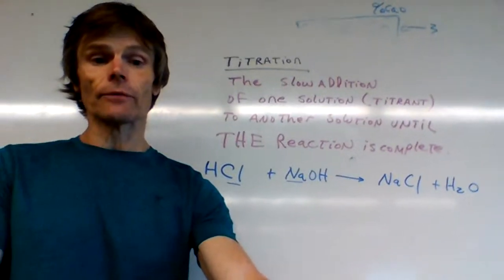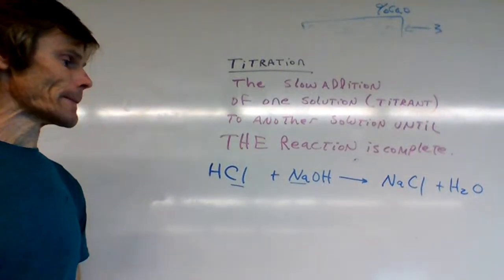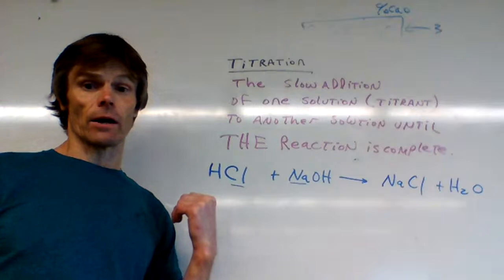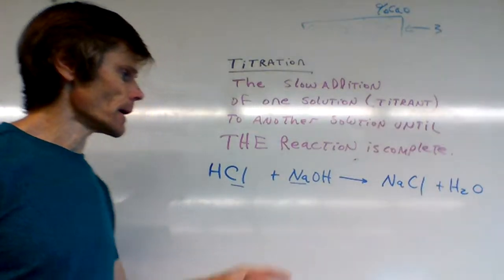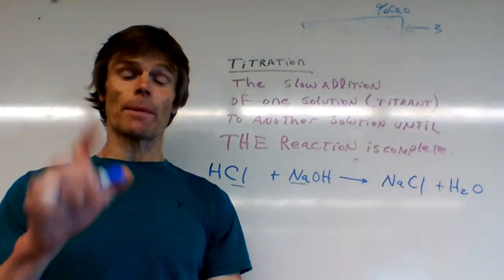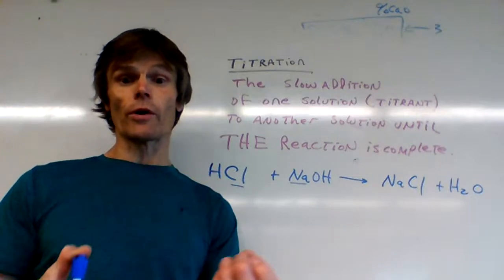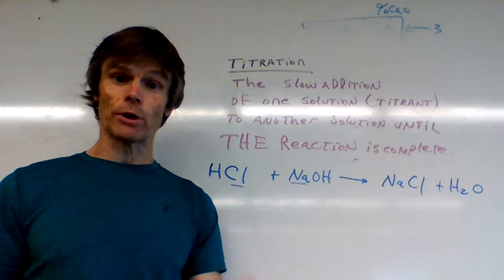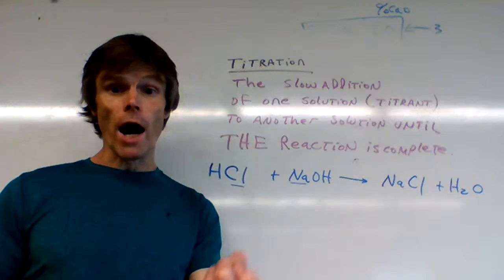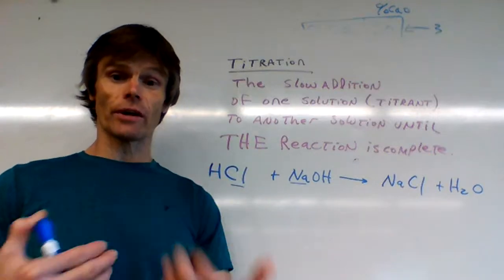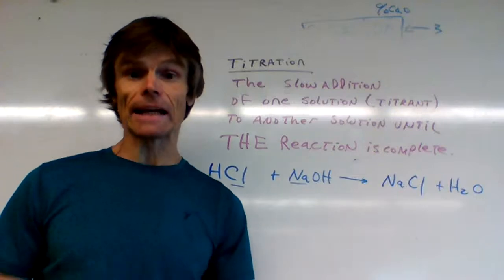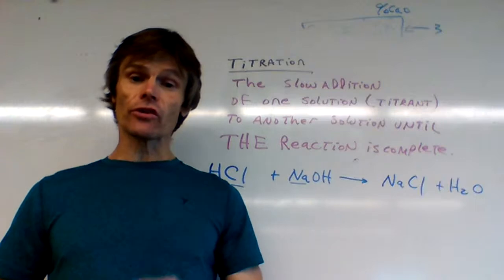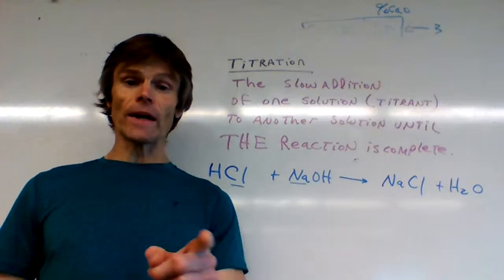And this is the idea of what we're going to be doing today. We're going to be taking an unknown acid, not HCl, and we're going to slowly add some sodium hydroxide to it. The sodium hydroxide is going to be in a piece of glassware that we call a burette, and we're going to monitor the process as it occurs by using an indicator dye. The indicator dye that we're going to use is called phenolphthalein.